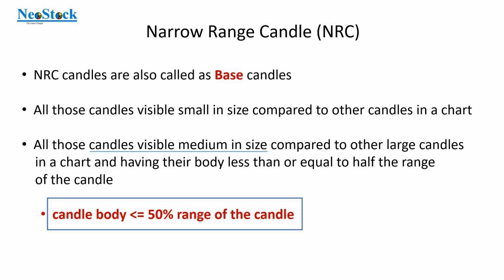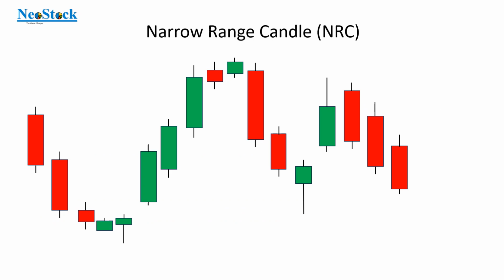So let me explain in detail with a chart. Look into this chart. Can you identify the narrow range candles? What is the first point we learned? All those candles visible small in size are called narrow range candles. Look into this candle. Is this candle looking small in size compared to all the other candles in this chart? Yes. So it is a narrow range candle. What about the next one? This is also looking small in size. So it is a narrow range candle.